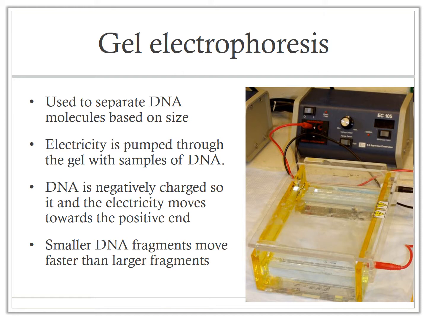And we'll be using electrophoresis in lab, and it's kind of fun how this works. So the DNA samples are put towards the negative end of the gel, and then electricity is pumped through the gel with the DNA samples. DNA is negatively charged, so it and the electricity will be moving towards the positive end. The positive end will be down here. Smaller DNA fragments will move faster than larger fragments.